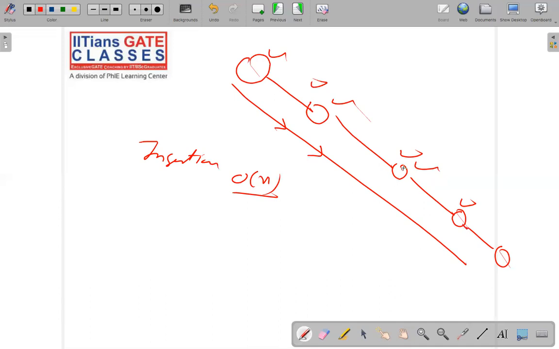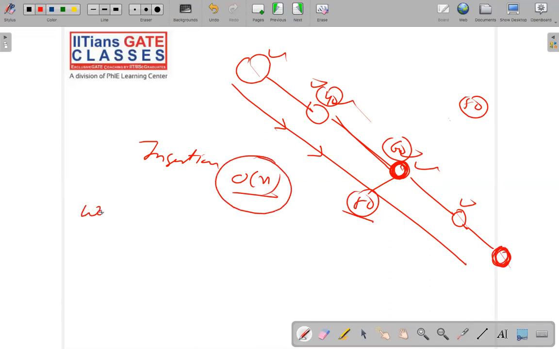So for example, if this is 60, and you want to insert 50 here, and this is 40. We'll check that 50 is less than 60, go here. And 50 is greater than 40, so we'll insert 50 here. And we may reach the last node also, right? So in the worst case, insertion can take order of n time in a binary search tree, right?